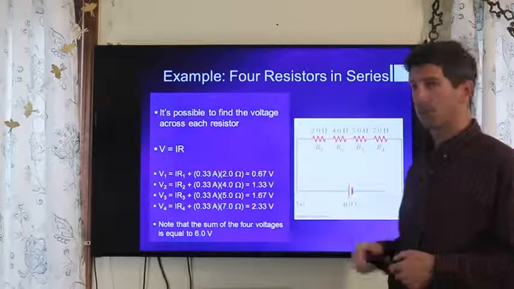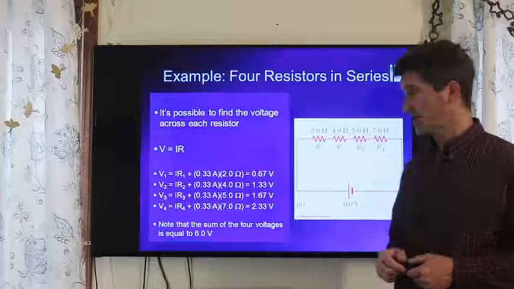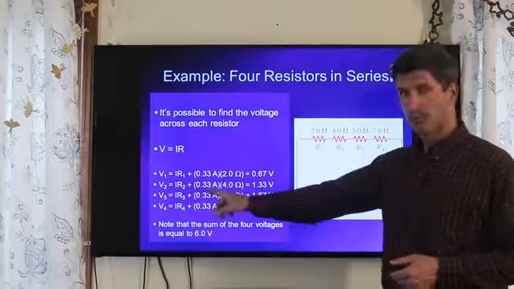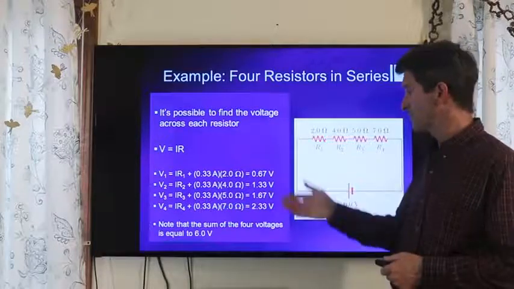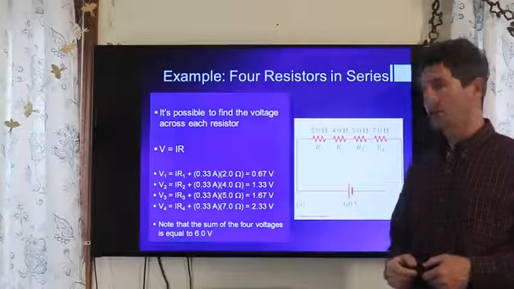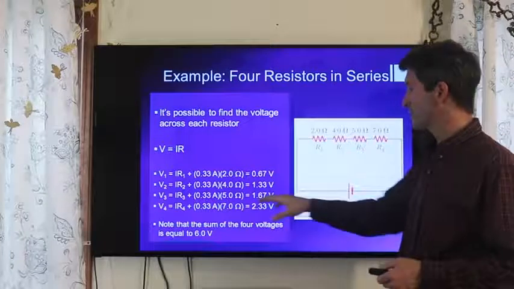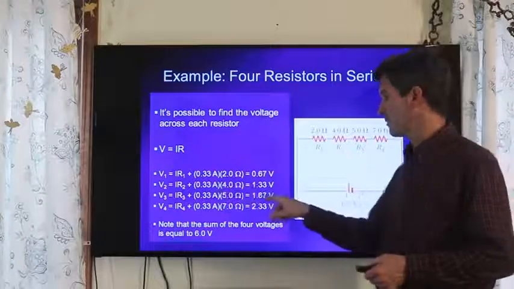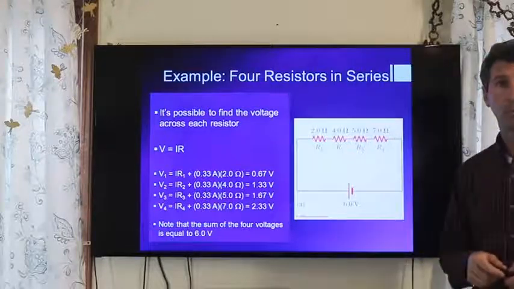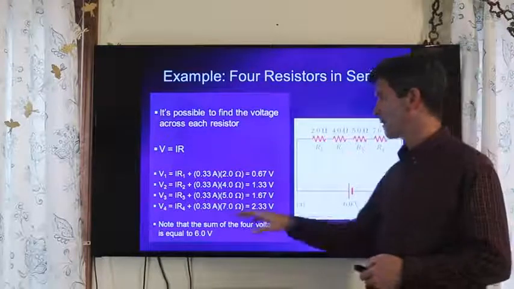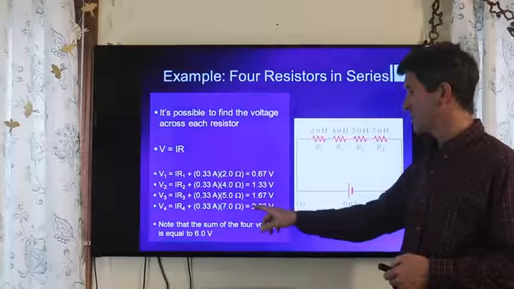The next resistor has twice as much resistance. So I get twice as much voltage drop across that one. Okay, same current, twice the resistance, 1.33 volts. The 5 ohm resistor, 5 times 1/3 is 5/3, or 1.67. Finally, with the 7 ohm, 2 1/3.